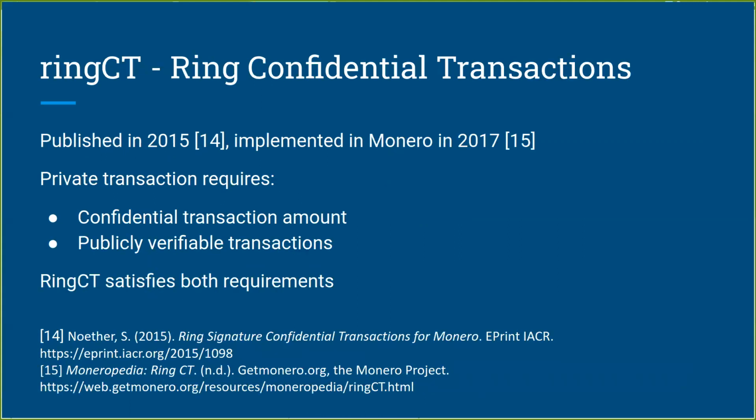One of the most widely used zero-knowledge proofs in cryptocurrency is ring-CT, or ring confidential transactions. In order for a cryptocurrency to be truly private, the amount of currency sent in a transaction must be hidden from everyone except the sender and receiver, while remaining publicly verifiable. In the Monero cryptocurrency, this requirement was satisfied using ring-CT.